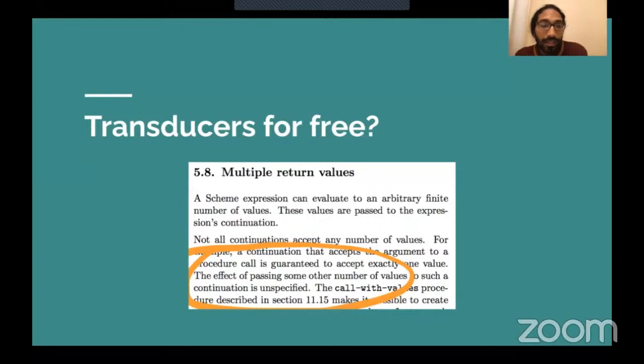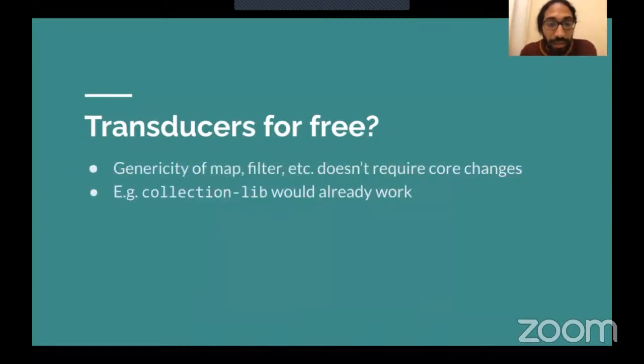So I looked at Scheme, the Scheme specification, and it turns out that the behavior in these cases that we've been talking about is unspecified. So this seems like it might leave the door open for us to define some new conventions here, if any of this makes sense. And of course, the other aspect of transducers is genericity of map, filter, and sequence operations. That doesn't require core changes. That's already there in collection-lib, for instance, and that would just work with some of the changes we're talking about here.